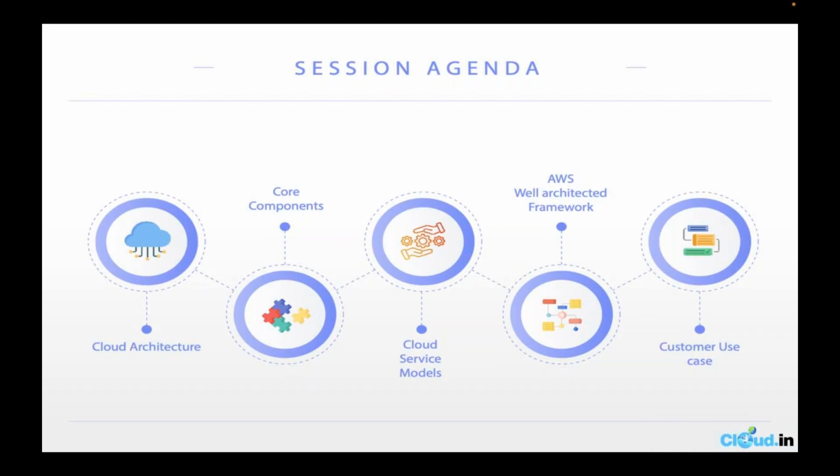So firstly, we will be covering what is cloud architecture mainly, and then moving forward, we will be seeing the core components that we have to build an architecture. Further, moving on, we will be seeing the cloud service models that we should apply in our architecture. And later, we will be understanding the well-architected framework that AWS provides us so that our architecture complies with the best practices. And lastly, we will be seeing a customer use case to more deeply understand what basically an architecture is.